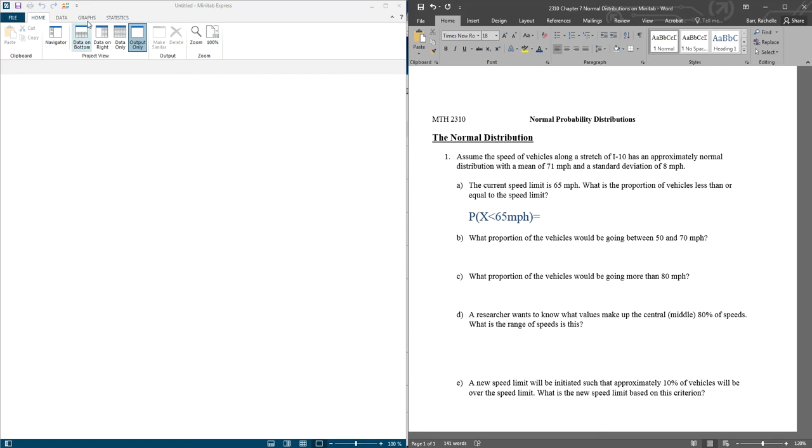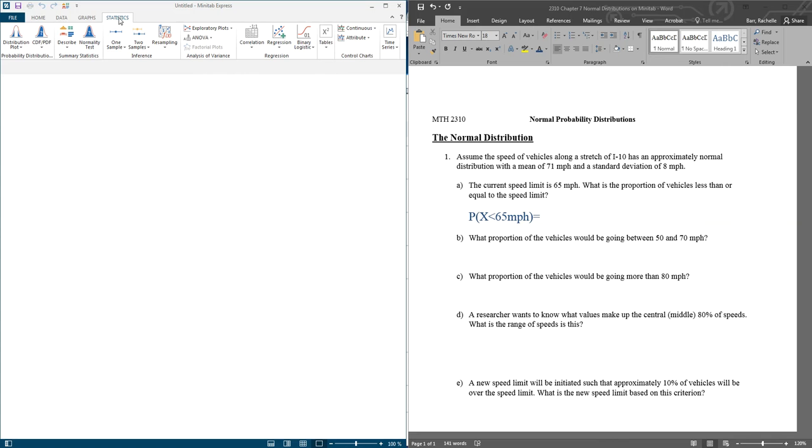In Minitab 18, you would use graphs, but we're going to use graphs. It's just that they're under the statistics tab. So hit statistics, and we're going to go over to distribution plot, and we're going to use display probability. This is the only one we will be using for today. There are other ways to do this. This is the easiest one in my mind.